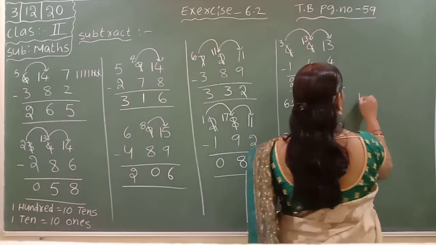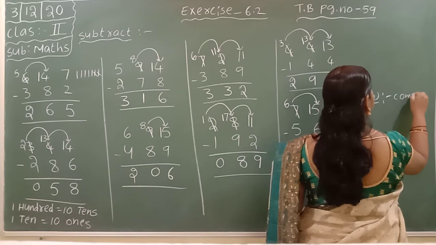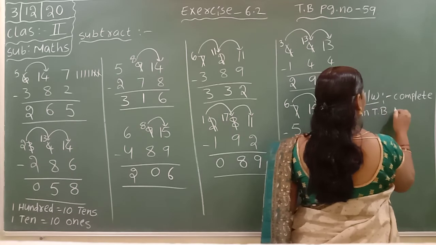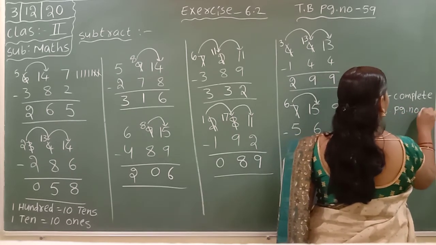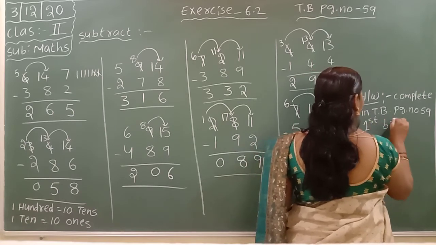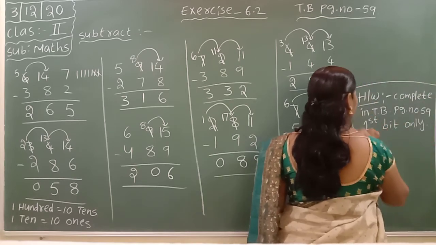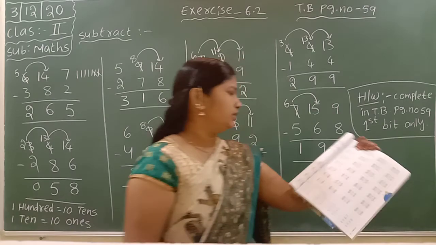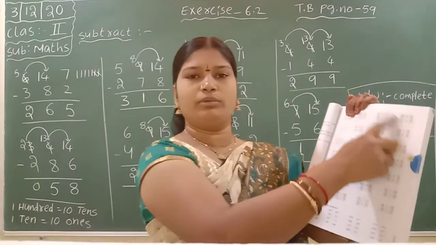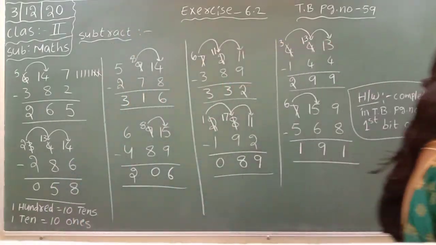So, what is your homework, children, today? Complete in textbook page number 59. First bit only. Okay. This is your homework. Page number 59. First bit, all these problems you have to finish in your maths notebook. First of all, understand how to do this. Then you can do that.